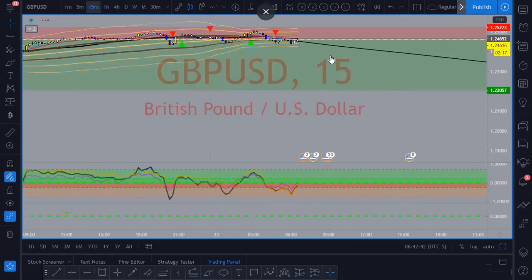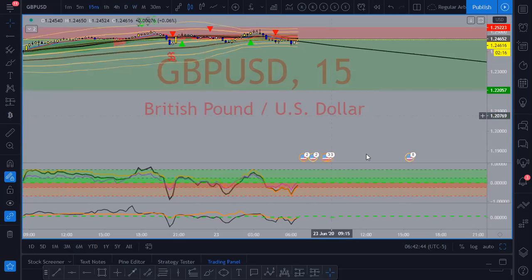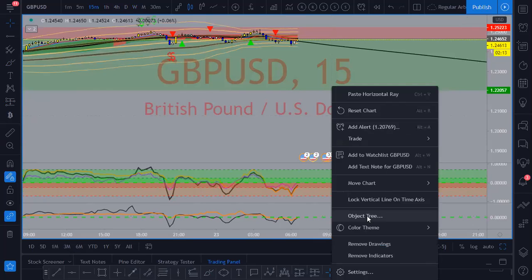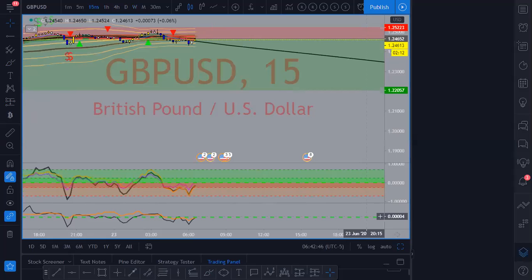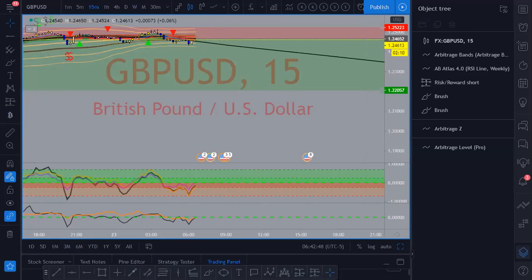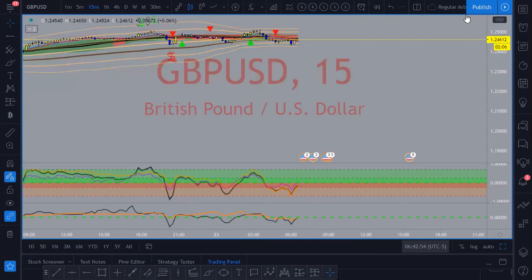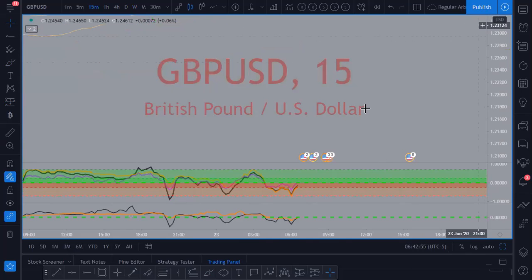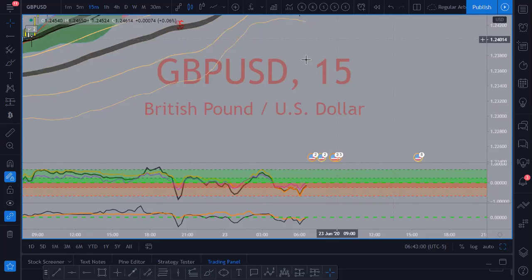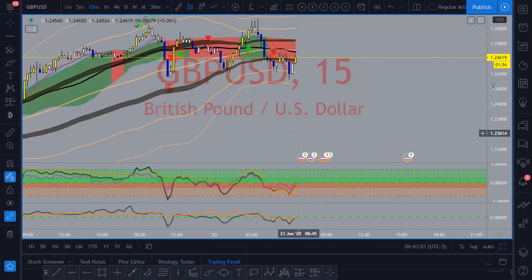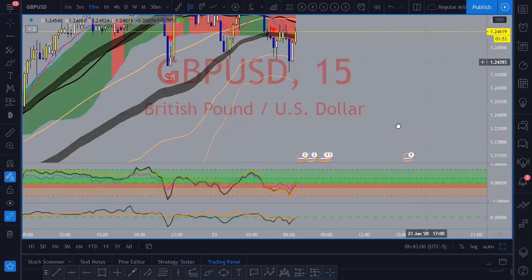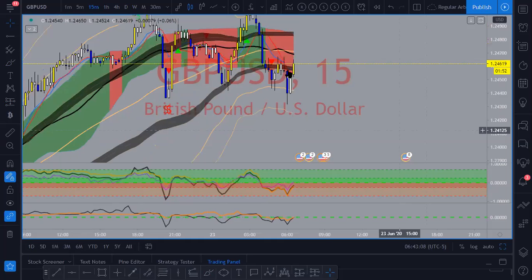15-minute time frame. Let me get rid of every... Oops, didn't mean to press object tree. I wanted to get rid of all the drawings and then just look at the 15-minute. So the 15 minutes already called for the sell, and price is basically kind of at the entry.